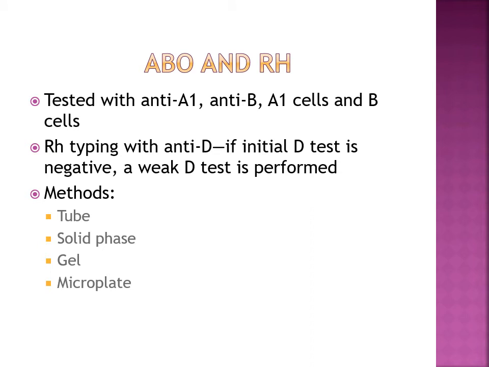For the ABO and RH testing, this is review. We're going to test the red cells with anti-A1 and anti-B. The plasma is going to be tested with A1 cells and B cells. We're going to RH type them with anti-D. If the initial D test is negative, we're going to perform a weak D. We can use tube technique, solid phase, gel, and microplates. At the blood connection for our ABO and RH, we will use tube, microplate assay, and solid phase. We don't really use gel for our ABO and RH.